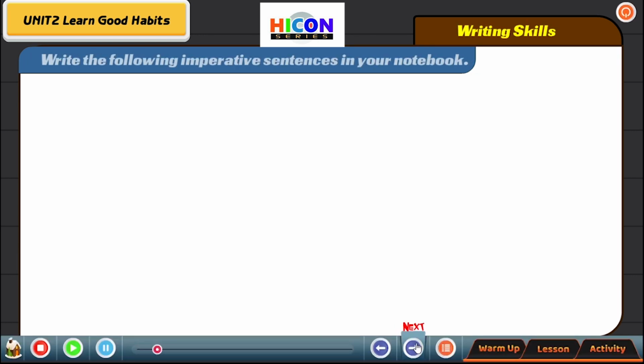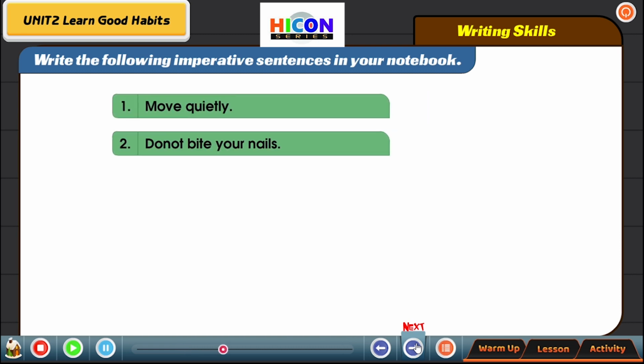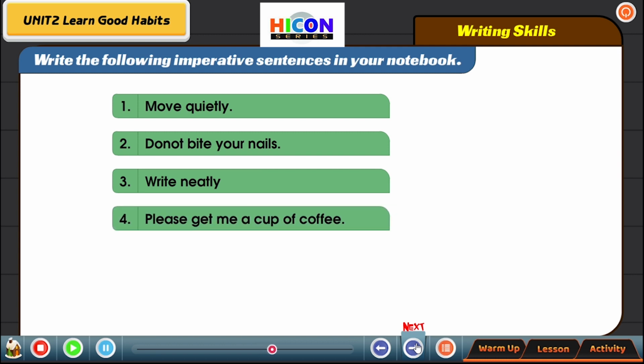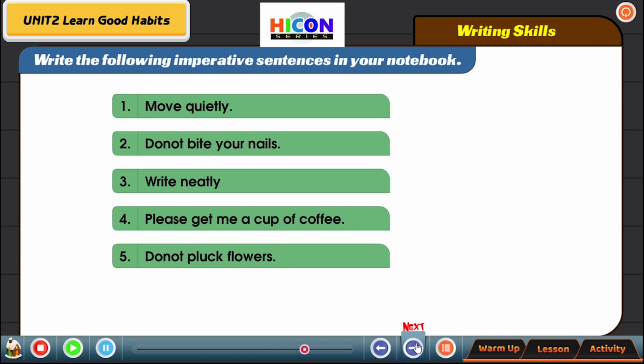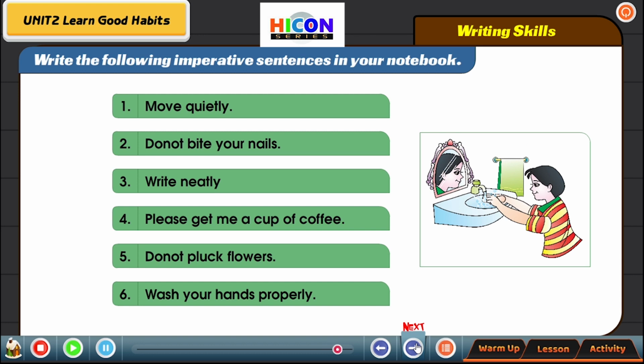Writing skills. Write the following imperative sentences in your notebooks. We have learned about imperative sentences in the grammar part, and here are some imperative sentences which we need to write neatly in our notebook. So what is the first one? Move quietly. It's an order. Do not bite your nails. Write neatly. Instruction.